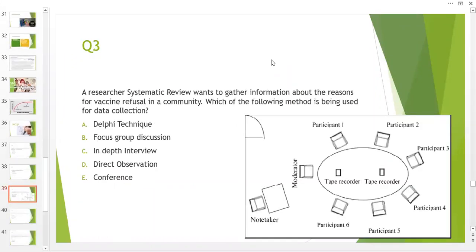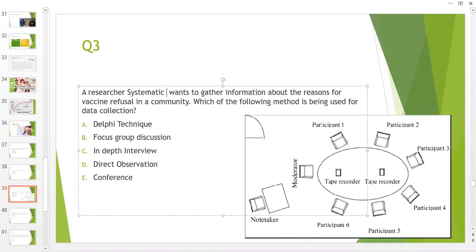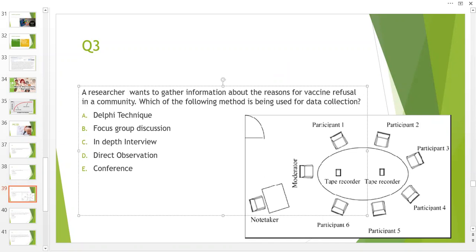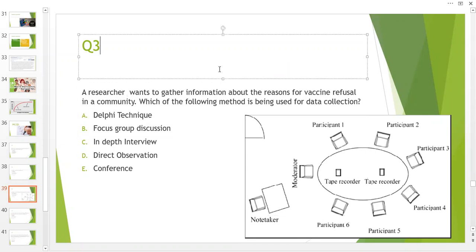A researcher wants to gather information about the reasons for vaccination refusal in a community. Which of the following methods of data collection is being used in the figure? B. Yes, this is a focused group discussion. We can see that there are 6 to 8 participants, and we also have a moderator and a note taker who can record the focused group discussion.